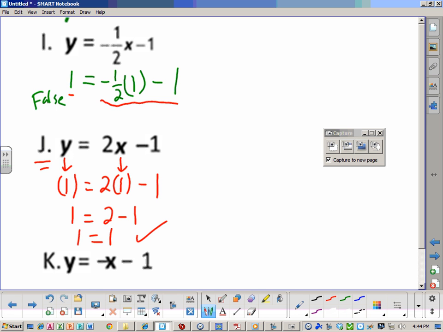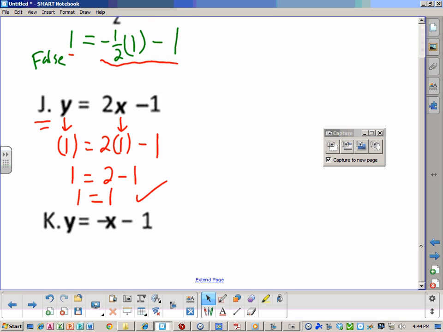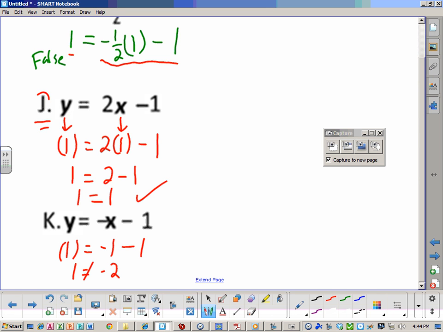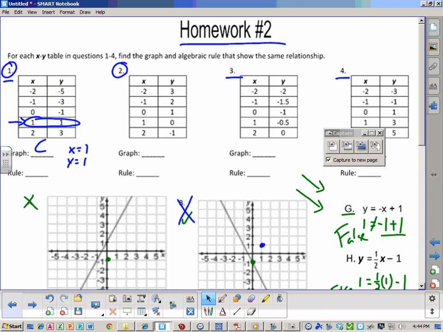Just because it's true doesn't mean it's the answer. Keep on checking. Let's hope this last one doesn't work out. Is 1 equal to negative 1 minus 1? Nope, because that means negative 2. Does not work out. Very good. So J is definitely our answer for that one. Let's go back over there and mark it. So J is our rule.